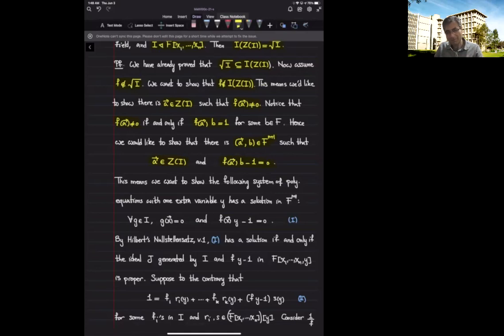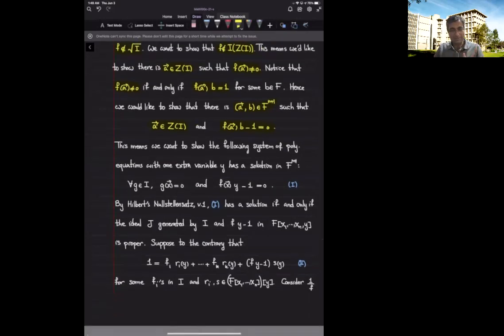Now we are in the realm of Hilbert's Nullstellensatz version 1. By Hilbert's Nullstellensatz version 1, we know that as long as this system of polynomial equations generates a proper ideal, we do have a common zero for them. Now in what ring of polynomials are we working? We are working in a ring of polynomials with one extra variable. We started with n variables, and we added this extra variable.